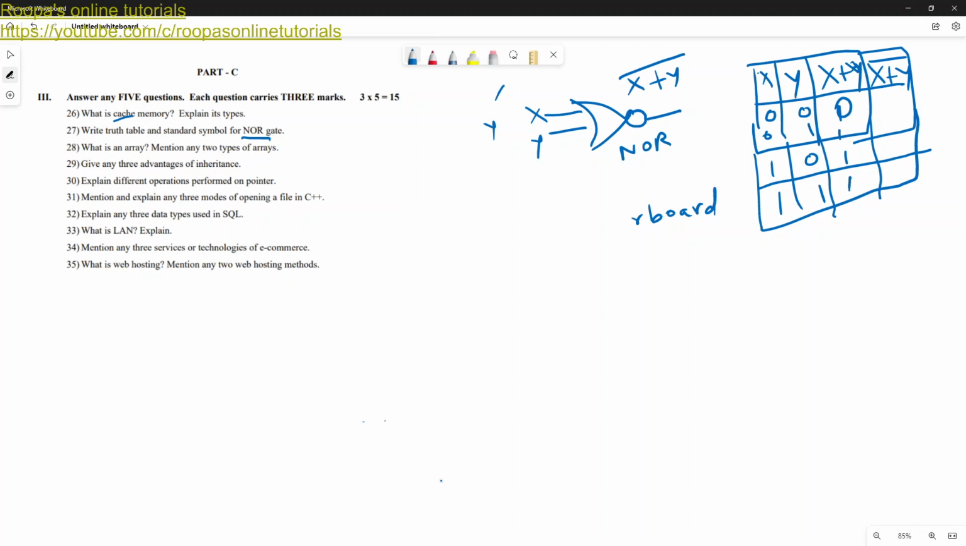But here it's a NOR gate. So for a NOR gate, this will be 0 0, and it is a complement, so 0 will become 1. The rest of all the elements will be 0. So this is the truth table for your NOR gate. Please learn all the logic symbols, because you will definitely be getting a few questions on these logic symbols and NOR gate.